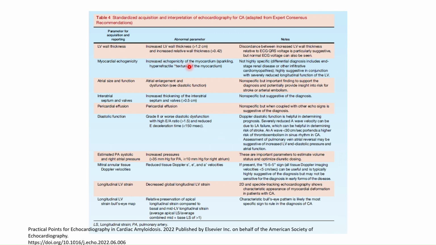So an increased ventricular wall thickness with a low voltage ECG is particularly suggestive of cardiac amyloidosis. Increased myocardial echogenicity, like the sparkling appearance, is not very specific. Atrial size and function is again non-specific. The interatrial septal thickness and thickness of the valves is again non-specific but suggests the diagnosis of cardiac amyloidosis. Doppler diastolic function assessment is helpful in determining the prognosis in these patients, and it is progressive as the disease progresses.